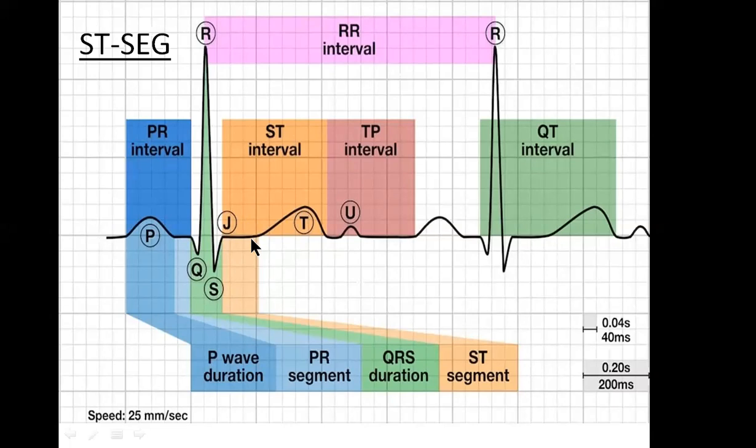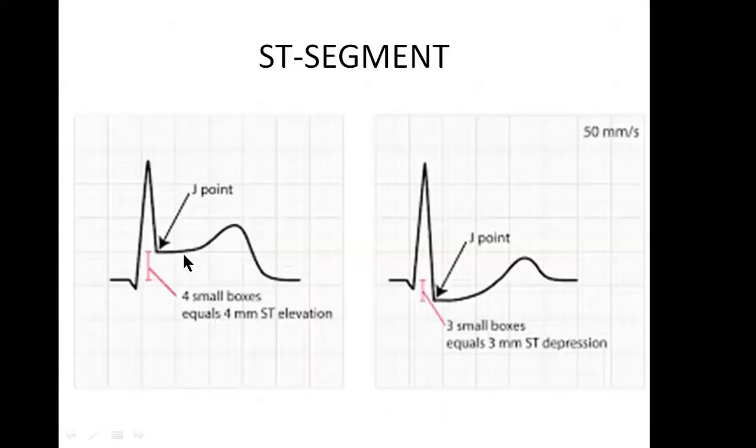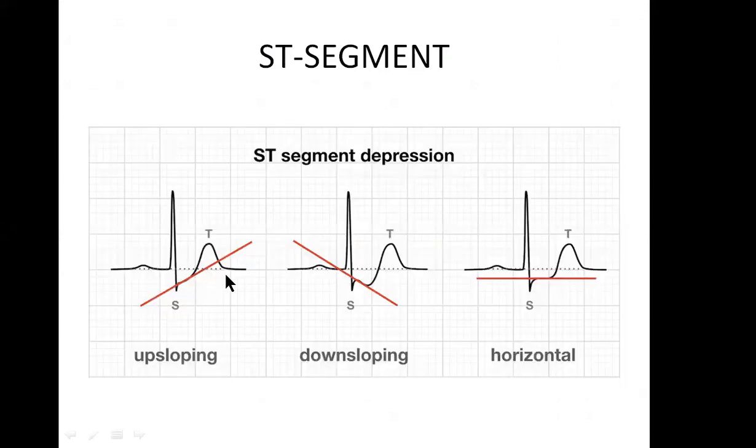This is very important. While you're looking at the tracing in the ECG, if the ST segment is elevating, the patient is having an acute myocardial event, myocardial injury. The J point going up means ST segment elevation. The J point going down means ST depression.